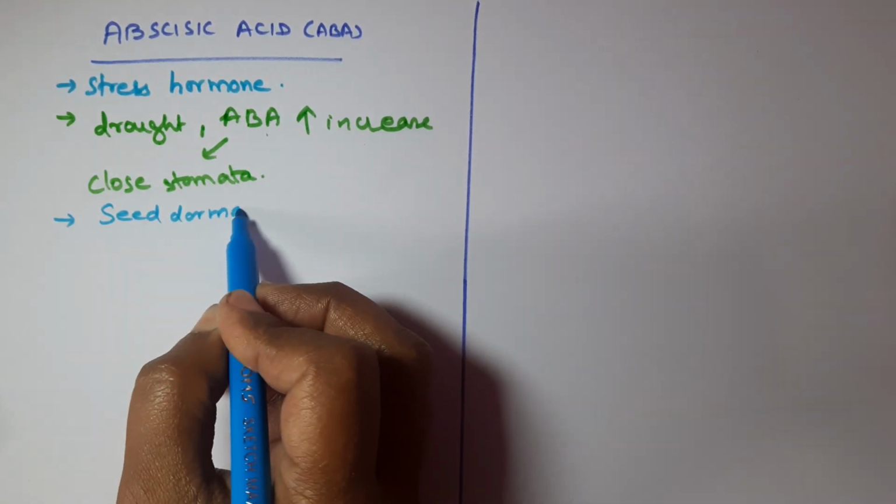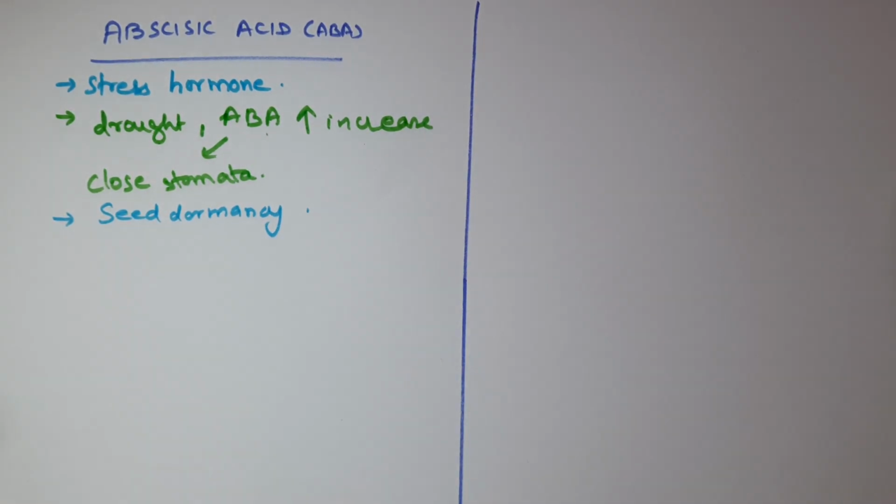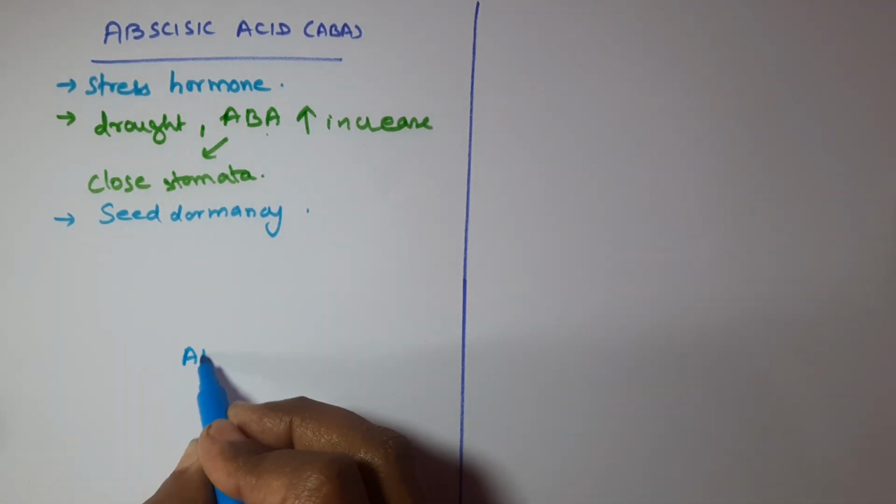This is a very important trait, because if the seed germinates before the favorable condition, it will die, it is not able to survive, right? So this phytohormone keeps the seed under dormant condition, and it prevents germination before the favorable condition. Once the favorable condition is there, it will let the seed germinate.